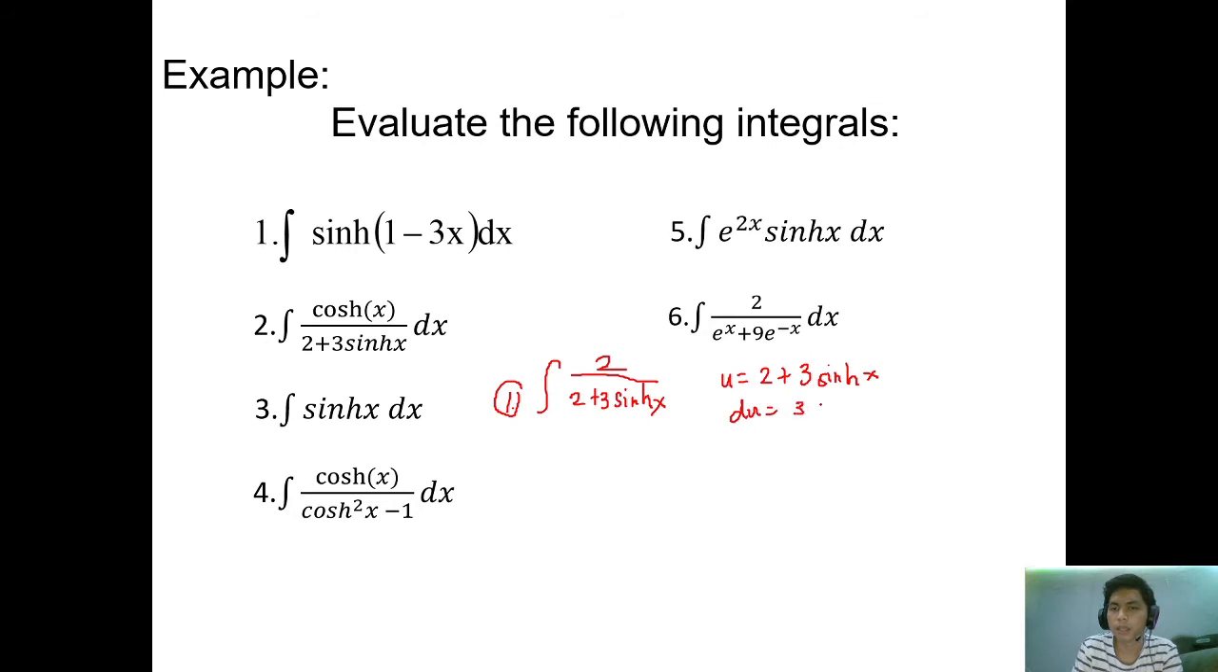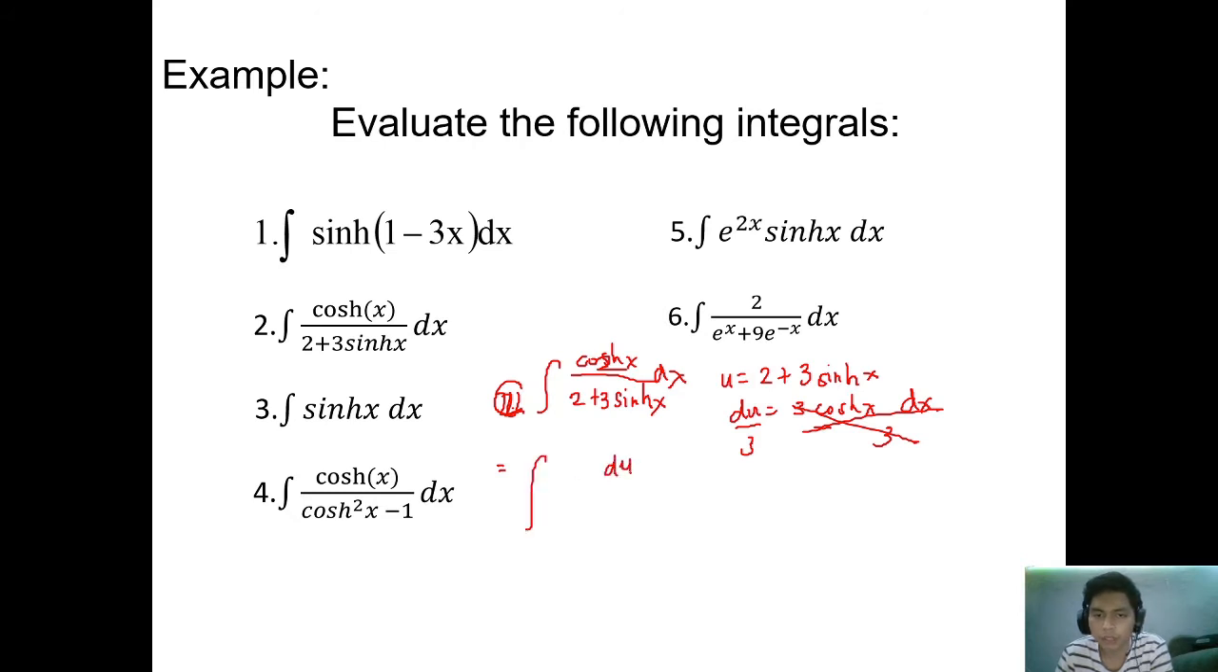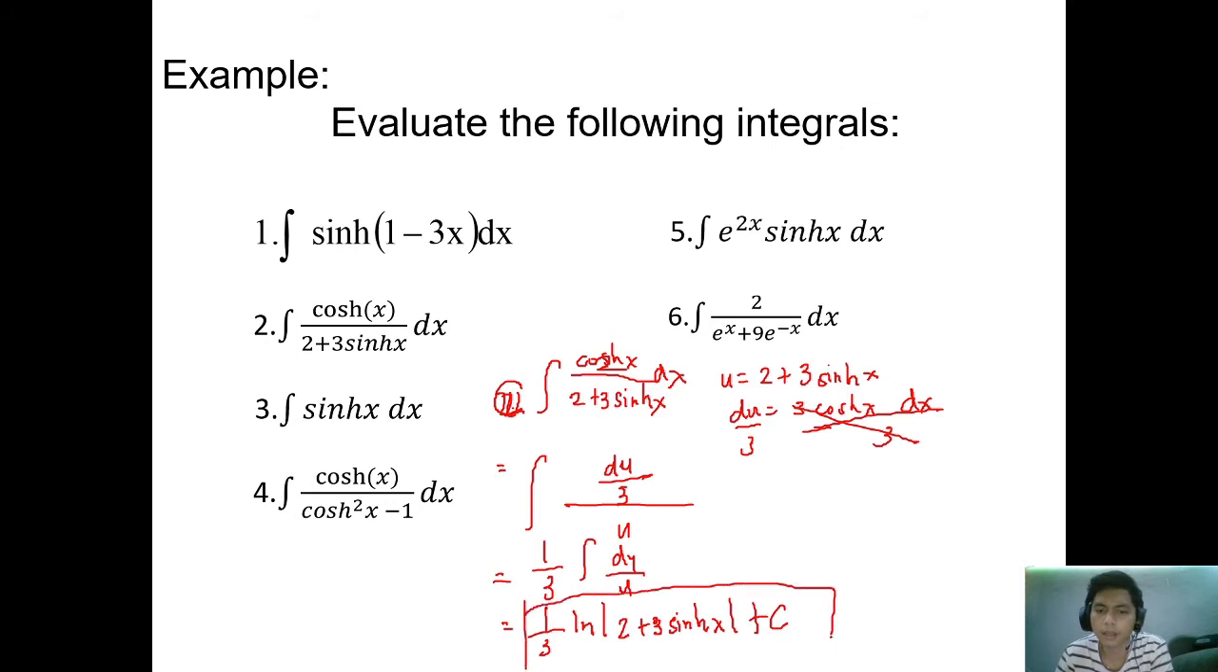So u is equal to 2 plus 3 sinh x. du equals 3 cosh x times 1, right? Sorry, I forgot the x here. This should be cosh x dx. So we just need to divide both by 3. So that if you rewrite number 2, cosh x dx is again du over 3. And 2 plus 3 sinh x is your u. So therefore, that's 1/3 du over u, or that's 1/3 ln of, what's your u? That's 2 plus 3 sinh x, plus c, and that is our final answer.